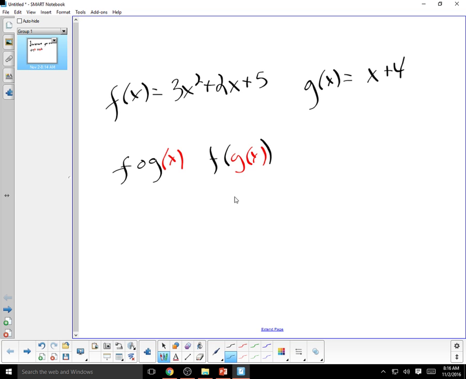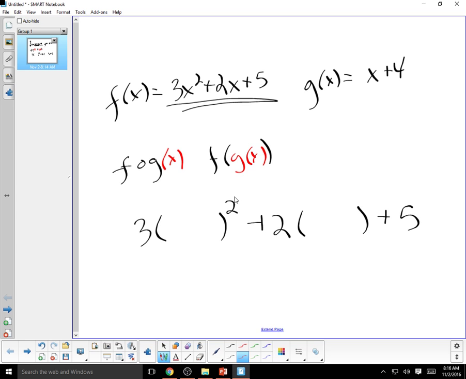So I'm going to start with the f, which is this. That would be 3x squared, actually, I should put a little bit more space in there. 3x squared plus 2 times x plus 5. So does that part make sense there? Good. So what goes into this function? The g function. The g function happens to be x plus 4. So what I'm going to put in here is x plus 4 and x plus 4. At this point, it's just a matter of cleaning it up.